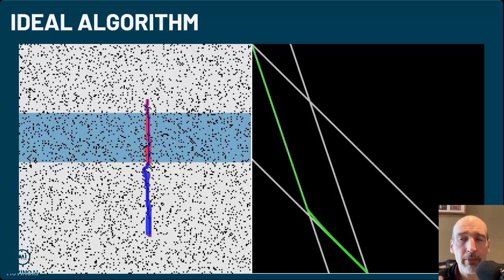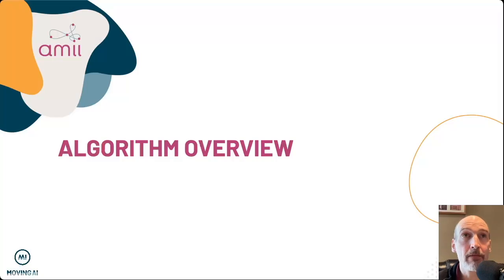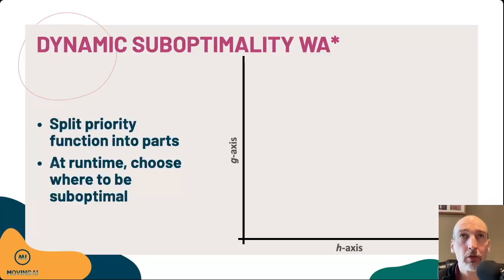So this is the algorithm that we're going to propose here, and it's based on this understanding that we can change our suboptimality. So let's get into how this algorithm actually works. This is going to be called Dynamic Suboptimality Weighted A star. The idea is we're going to divide the priority function in two parts. So this is our G and H axis here. And at runtime, we're going to choose what I want my suboptimality to be in any given part of the state space.